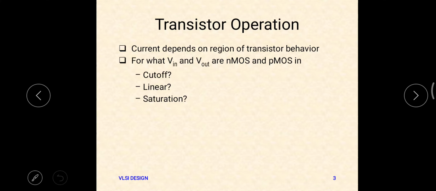How the current depends on the voltage, which we discussed in the previous lectures. In the cutoff region the current will be 0. In the linear region the drain source current is directly proportional to the drain source voltage, but in the case of the saturation region your drain source current is an independent function of VDS.